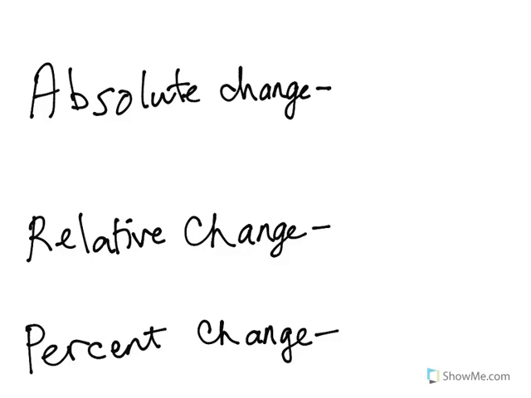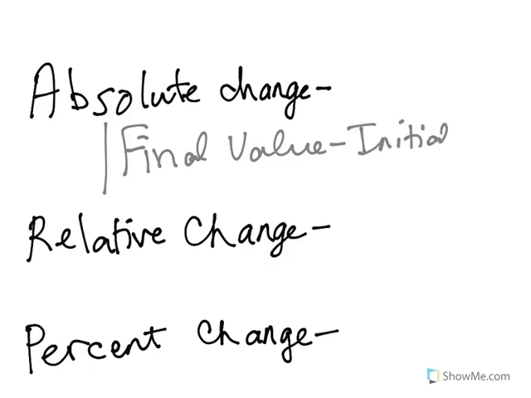Now to do that, we have three pieces to this. First, we have to calculate the absolute change. Absolute change is found by taking the absolute value of the final value minus the initial value. When you're looking at the change between two items, the final value is where you end up, and the initial is what we start with. We subtract them to find the change and then take the absolute value, which is why it's called absolute change.